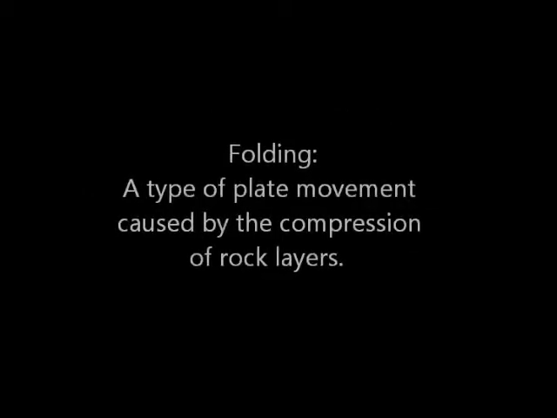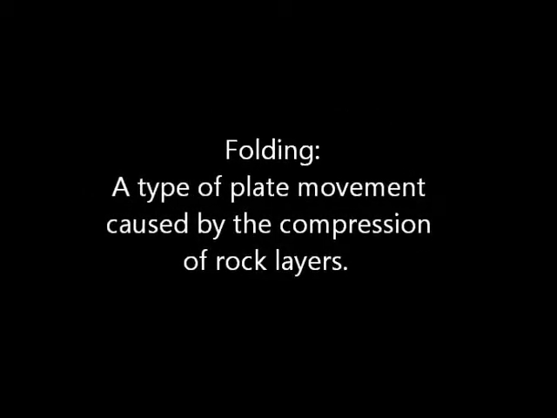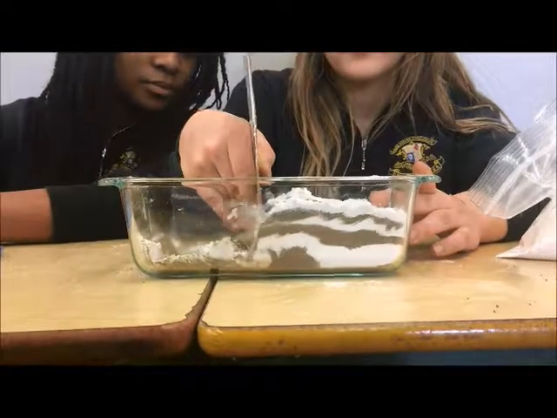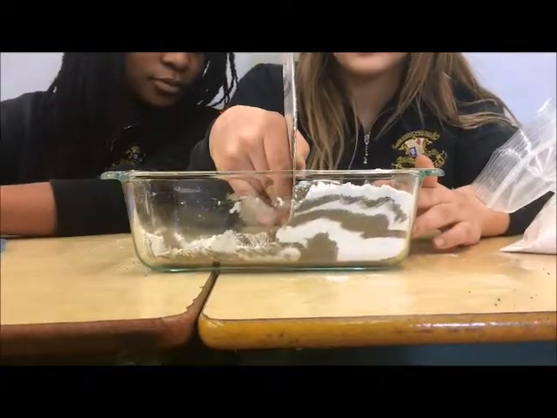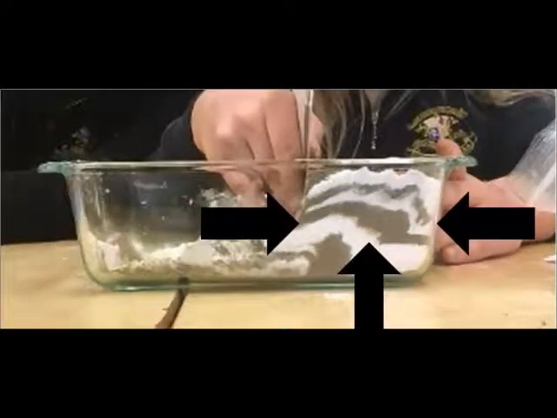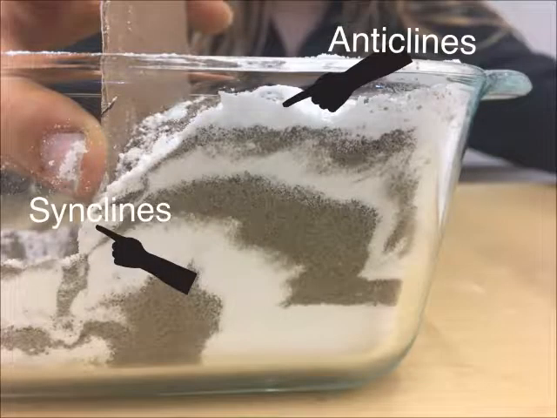Folding is a type of plate movement caused by the compression of rock layers. This happens along converging plate boundaries. When two plates are colliding, the forces pushing against the plates cause the land in between to bend up. This is most common in sedimentary rock since it is the most flexible compared to igneous or metamorphic rock. Folding creates highlands and lowlands. These highlands are called anticlines and the lowlands are called synclines.